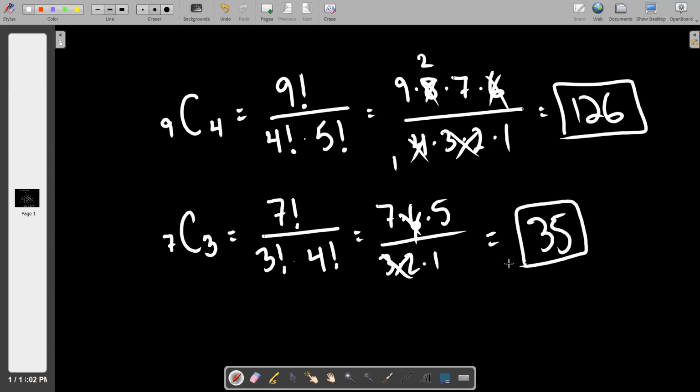Are you getting these right? I would hope. If not, is there anything I can clarify for you? It's just yesterday's lesson is all we're doing. And again, we had that moment yesterday where we realized that there's really no sense in writing out the full factorial on top, because the big part of it is going to get knocked out by what we would have written on the bottom anyways. So we save time. Is everyone okay with 126 and 35?